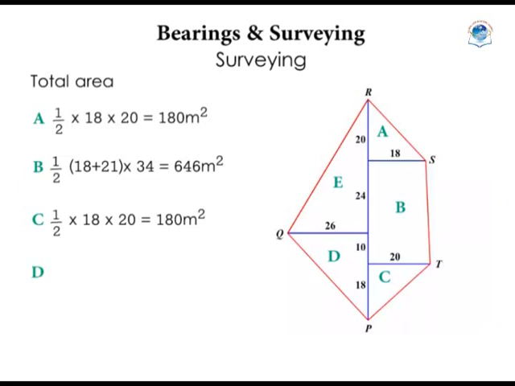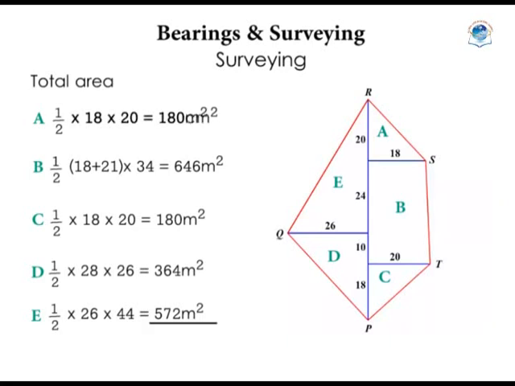D is also a triangle. Its area will be a half times 28 times 26. That gives us 364 meters squared. And finally, E is also a triangle. Its area is a half times 26 times 44, giving us 572 meters squared. We add all of them and we get 1,942 meters squared.